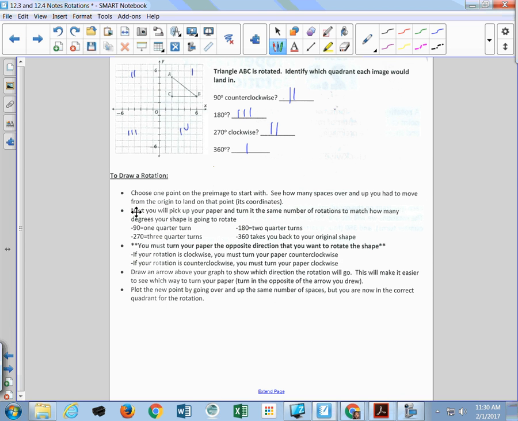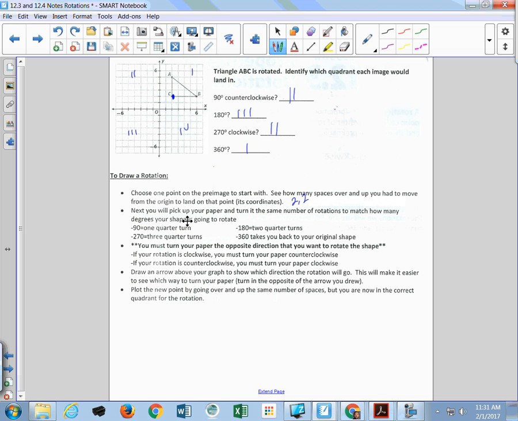All right. The first thing that we're going to do is we're going to choose one point on the pre-image to start with. Okay, so if I start with, that means I'm starting with 1 point right there. Let's say I'm starting right here. Okay, you can see how many spaces over and up you have to move from the origin to land on the point. So what are the coordinates of that point? 2, 2. All right, so my coordinates are 2, 2 here.